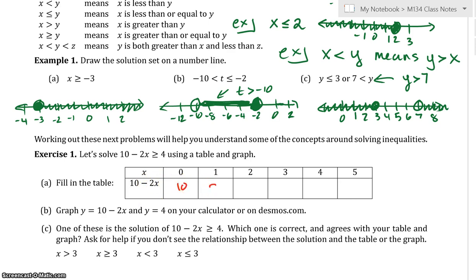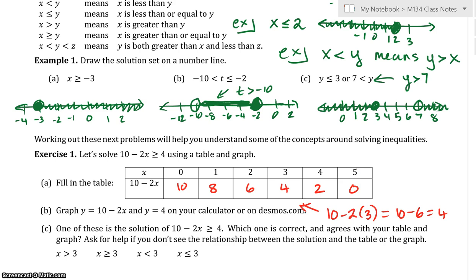Plug in a 1, be 8. Plug in a 2, 6. Plug in a 3, 4. How am I getting this? Let me show you one of these. 10 minus 2 times 3, for instance, that's that one, which is 10 minus 6, which is indeed 4. Plug in a 4, and then plug in a 5.